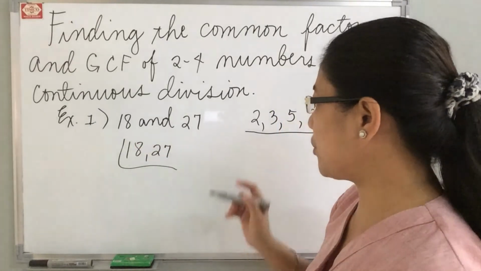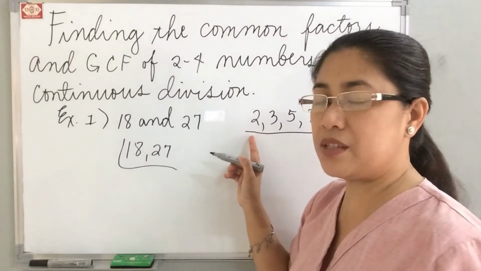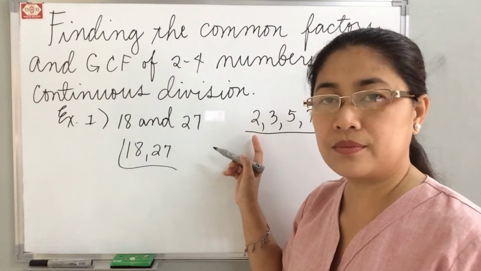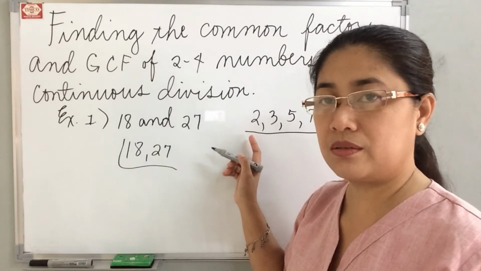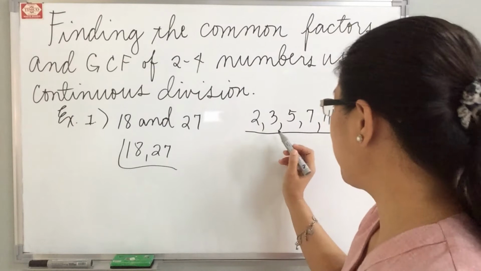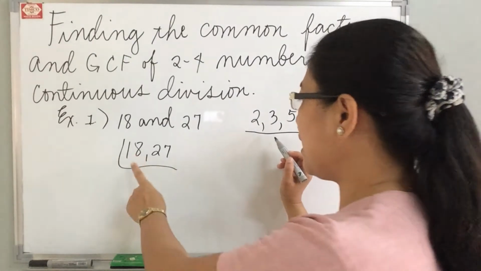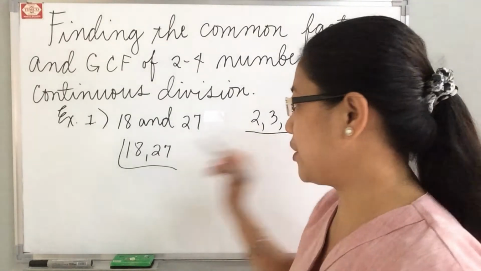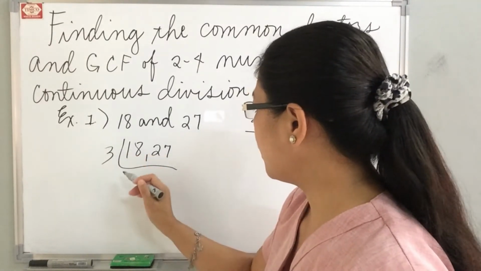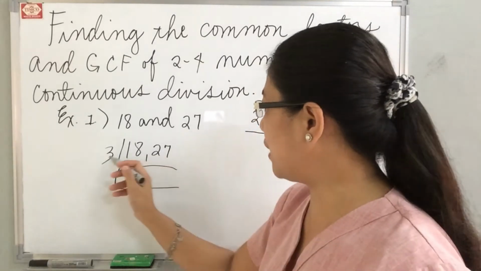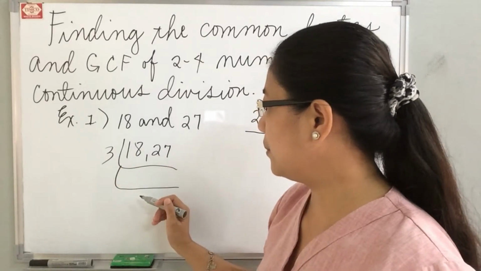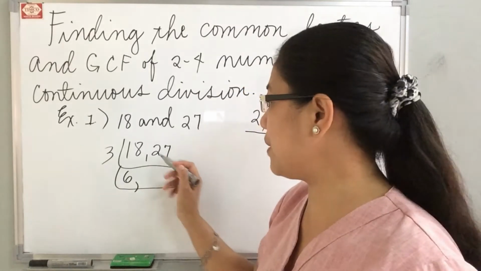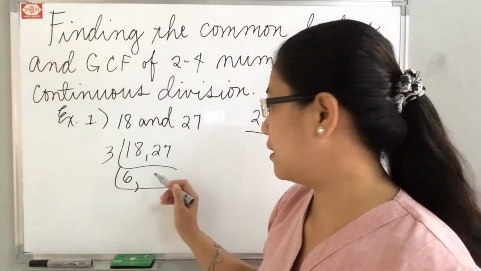And then let's try to divide them by 2. Can we divide both 18 and 27 by 2 without remainder, of course? No. So let's go to number 3. Is 18 and 27 divisible by 3? Yes. So let's write 3 here. And then let's divide. 18 divided by 3 is what? 6. How about 27? 27 divided by 3 is 9.